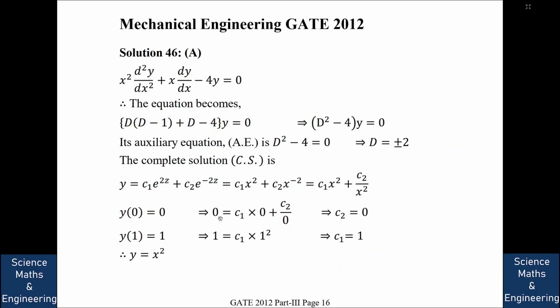So y(0) is equal to 0. What we have is c1 into 0 plus c2 by 0, so we have c2 equal to 0. Next, y of 1 equal to 1, we have c1 equal to 1. So our equation is y equal to x square. Okay, so we'll go to the next question.